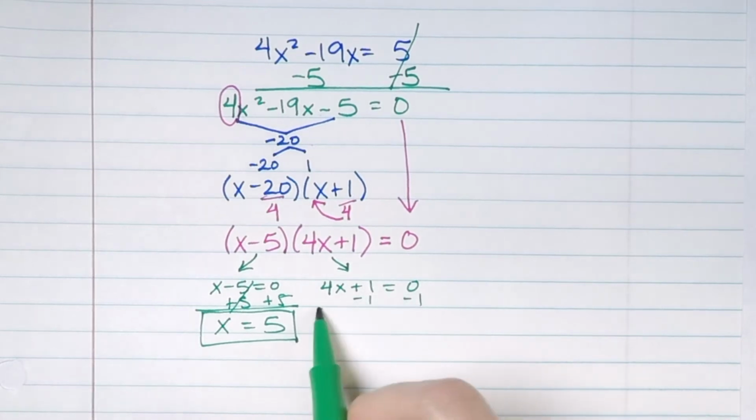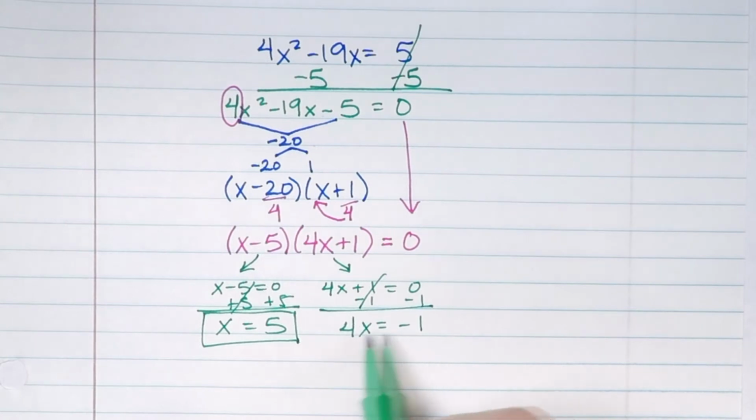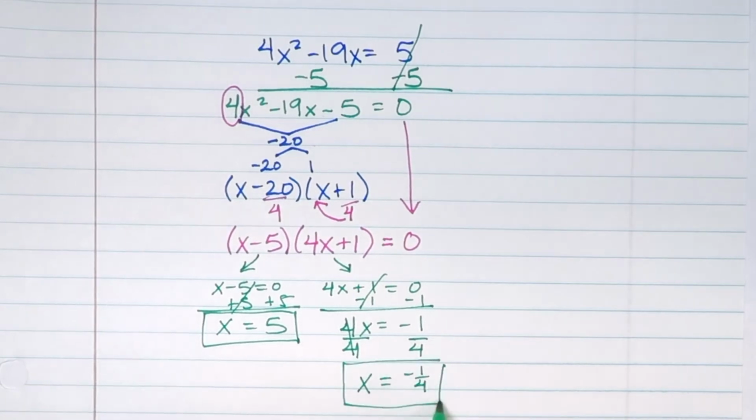Here we can subtract 1 from both sides, so we get 4x equals negative 1. And then after, we can divide both sides by 4. We get x equals negative 1/4. And there is our second answer.